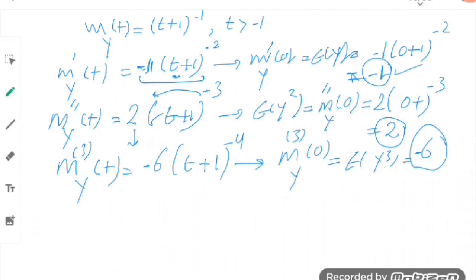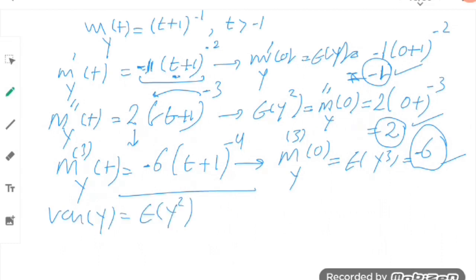I think the next exercise was to find the variance of y. Variance of y equals the expected value of y squared minus the square of the expected value of y. The expected value of y squared equals 2, so here 2 minus the expected value of y all squared. The expected value of y equals negative 1, so we have negative 1 squared. This will be 2 minus 1, which is 1. This is the variance of y.